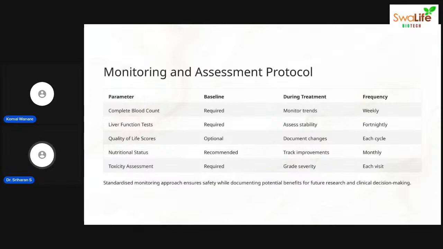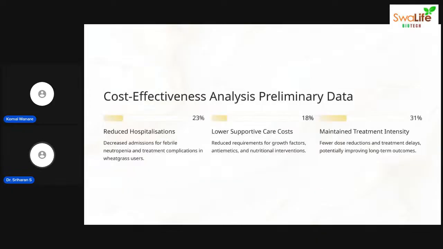We want to monitor that, after the toxicity assessment. We want to assess it. It means the toxicity data is very low. If you assess it, it will give weightage to the study. So this is the monitoring assessment protocol.